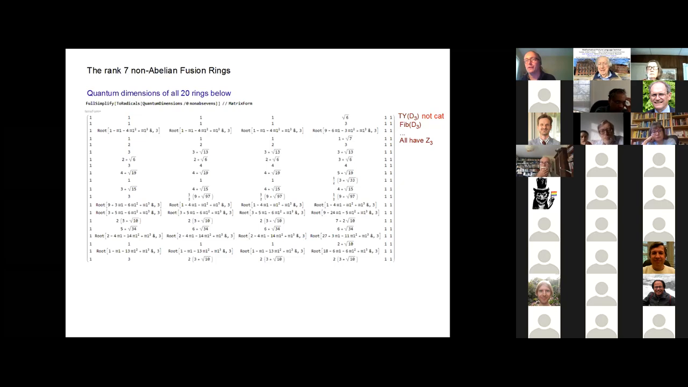But for example, it's now I think known, or is it still a conjecture, that a theory is not universal for quantum computation if and only if all the numbers that appear are basically combinations of integers and square roots of integers. And if it's something more complicated, then it will be universal for quantum computation. So Eric, do you have a comment?